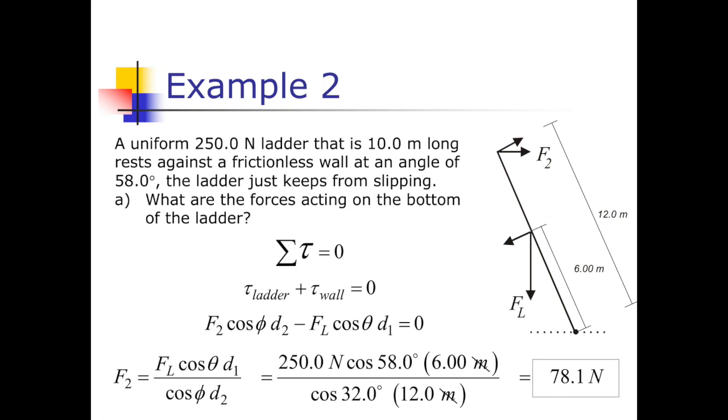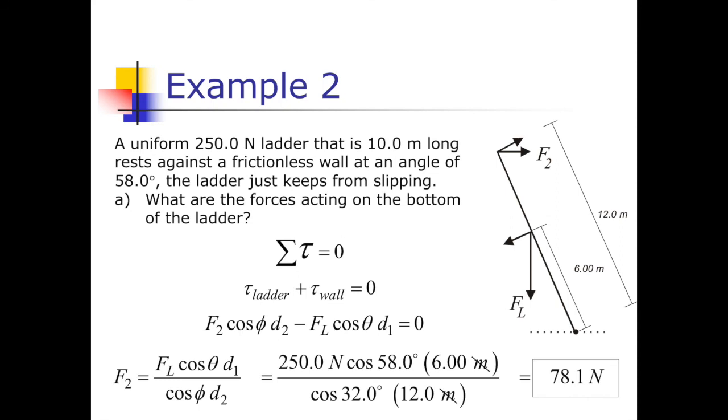It's pretty obvious to see that there's a right triangle between FL, the ladder, and the ground, and you can pretty easily go from 58 to 32 back to 58 again between FL and its component. So now that we have the trig done, we can solve for F2 directly.